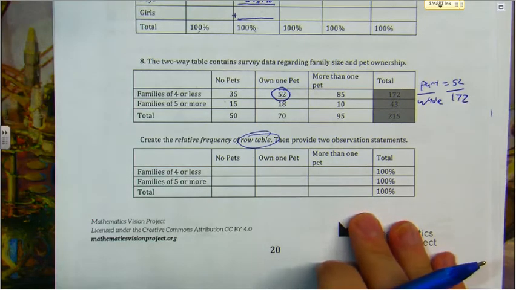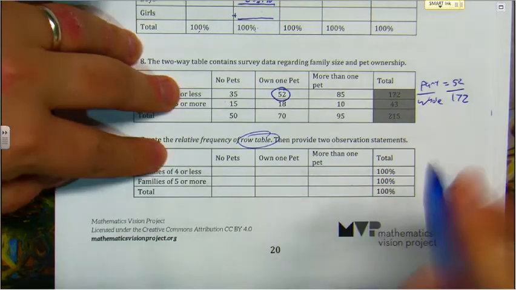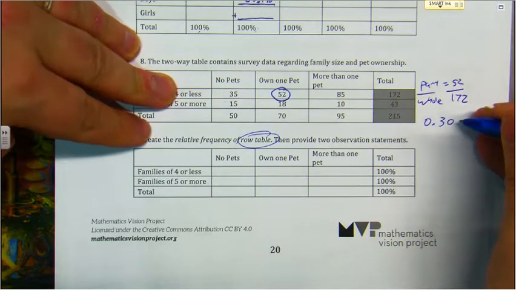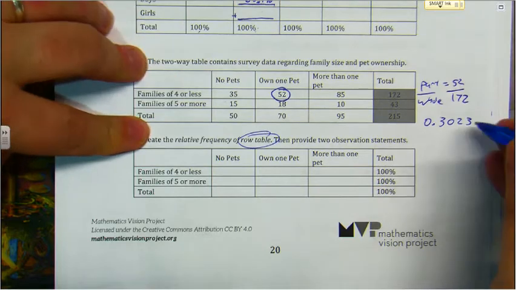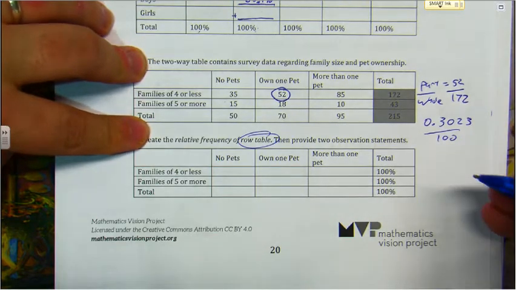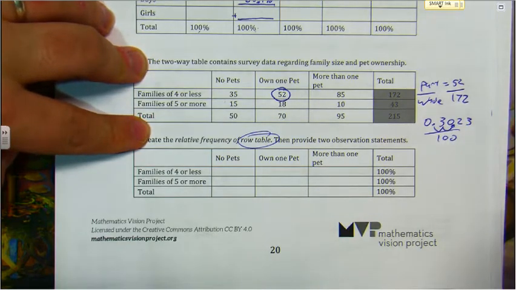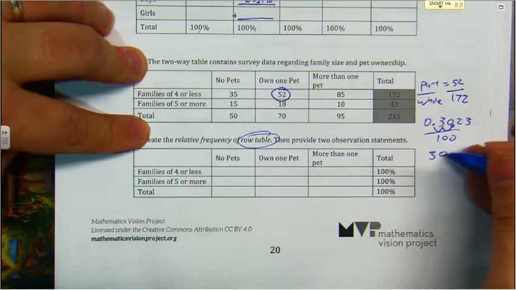I'll just do that on a calculator off screen real fast. 52 divided by 172, and I see that I get the decimal 0.3023, yada yada yada. Divide that by 100, but again, the easier way is just to move this over 2 decimal places. So it's just going to be 30.2%.